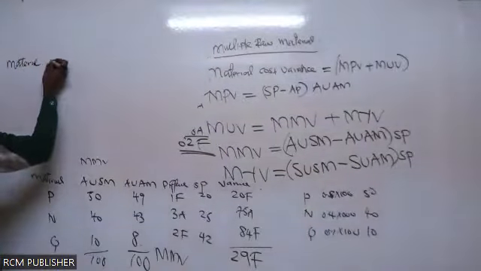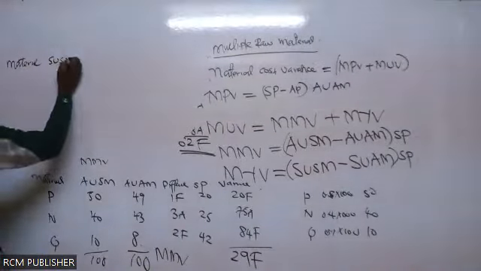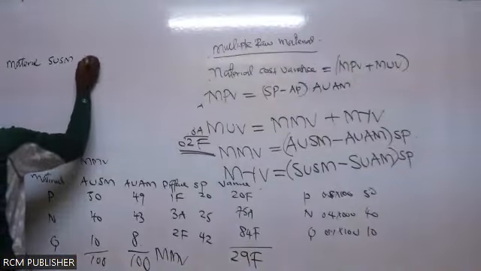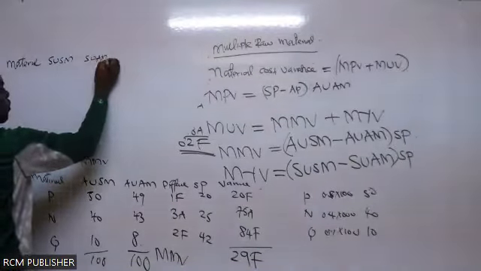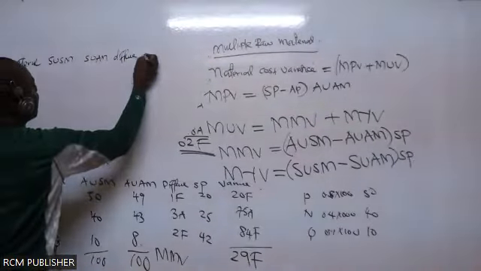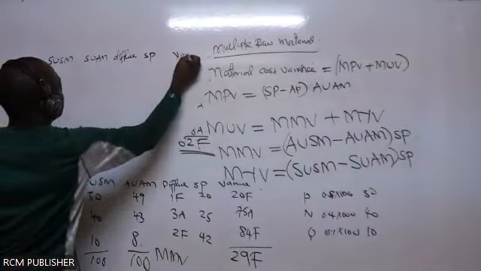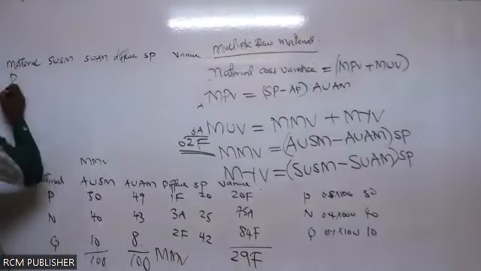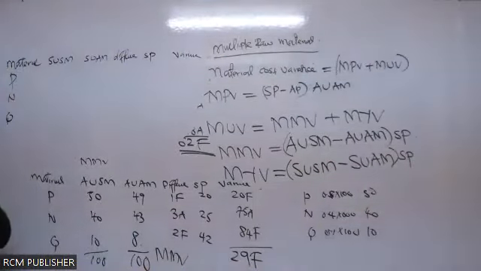Then I have standard usage in standard mix. Then standard usage in actual mix. I look for the difference, standard price, and then variance. Material, we have P, N, Q.